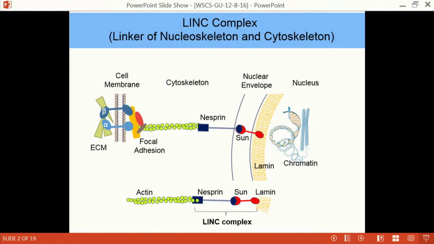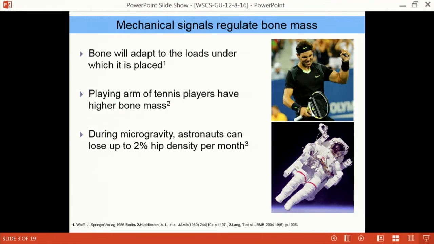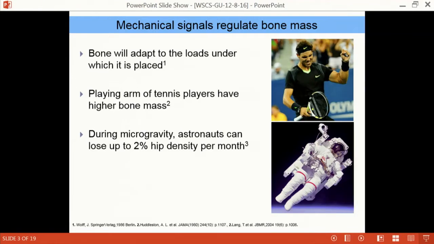So I'm going to talk today about how this complex plays a role in mechanosensitivity and signaling of mesenchymal stem cells. So we know that the mechanical signals are important for maintaining the musculoskeletal system. And just like our muscles, our bones are also able to respond to these mechanical challenges. This could be either a positive regulation or a negative regulation. In terms of positive regulation, it's known that the playing arm of tennis players is much stronger compared to the non-playing arm. And we also know that astronauts lose about 2% bone mass in space per month. So it becomes a real challenge bringing the astronauts back to Earth without giving them extensive rehabilitation.